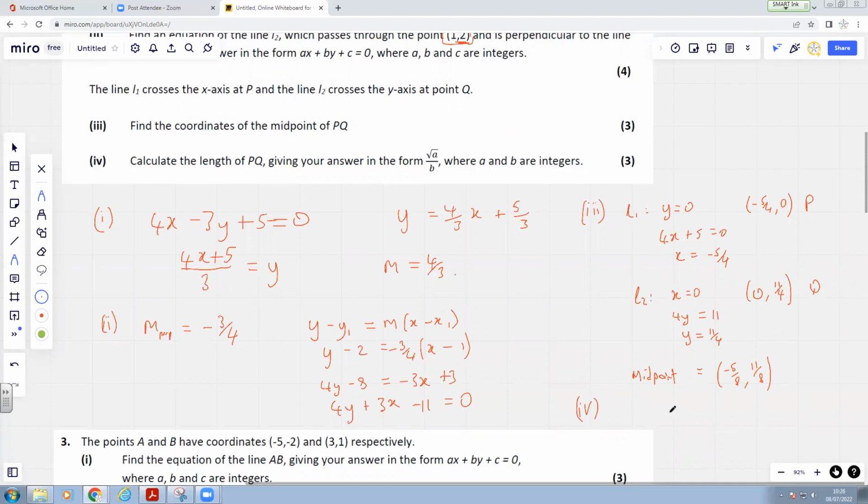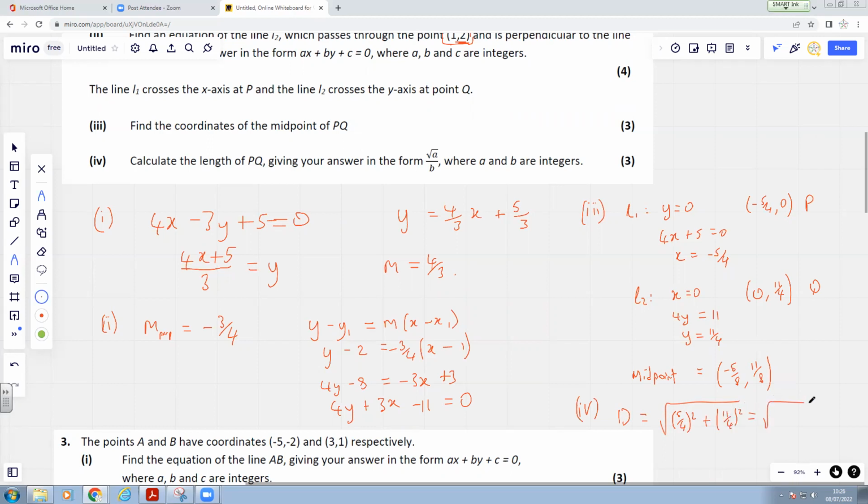Okay, calculate the length PQ, giving your answer in the form A root B. So the length of P to Q is going to be the distance from this one to this one. And if you remember, distance is the square root of how much x has changed squared. Well, that's going to be 5 over 4 squared. I can put the minus in there, but I'm going to square in a second, so that's going to disappear. Plus 11 over 4 squared.